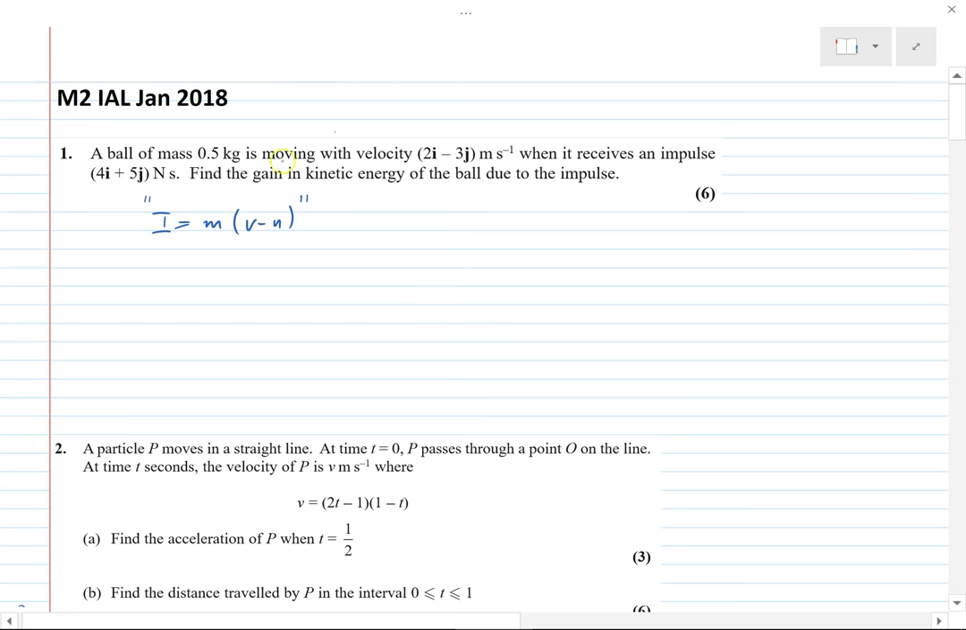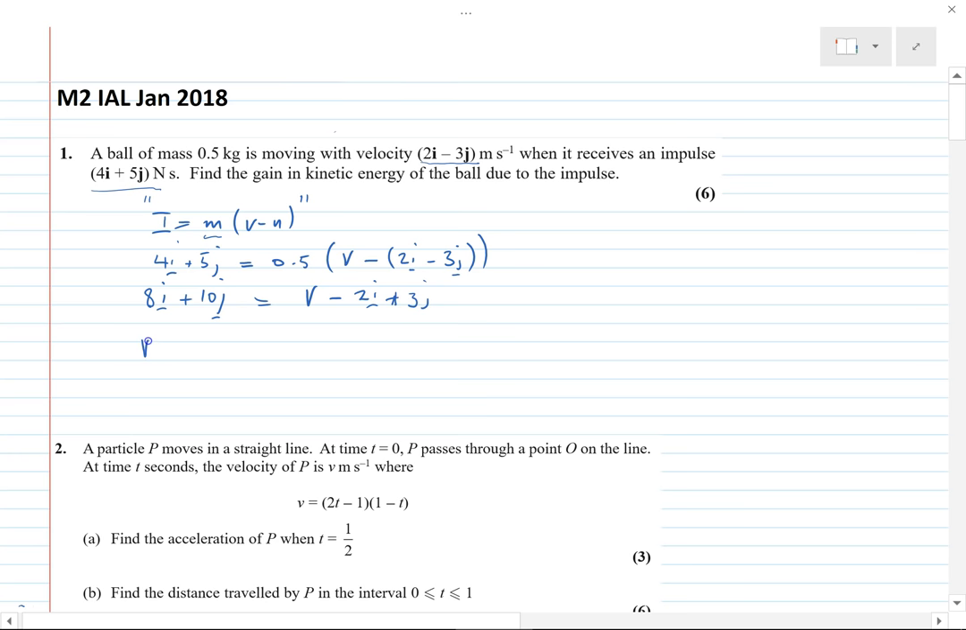Anyway, the first question says that it's initially moving with this velocity, and this is the mass, and we're given the fact that it's given an impulse of this. So 4i plus 5j is equal to the mass, which is 0.5, times (v minus u). Now u is 2i minus 3j. Now we can just tidy this up a bit, divide by 0.5, which will give us 8i plus 10j equals v, now get rid of this bracket here, minus 2i, we've got a double negative here, that's plus 3j.